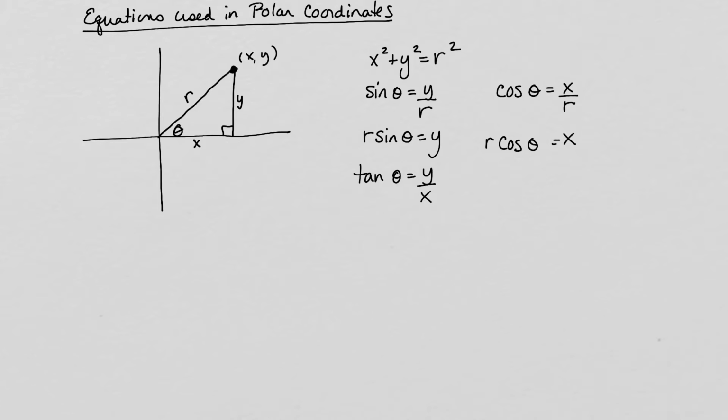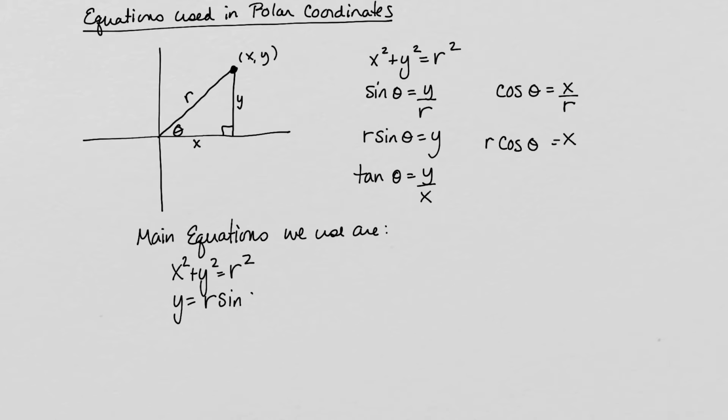Certain representations of these equations are a little more helpful than others. So the main equations we use are: x squared plus y squared equals r squared; y is equal to r sine theta; x is equal to r cosine theta; and the tangent of theta is equal to y over x.